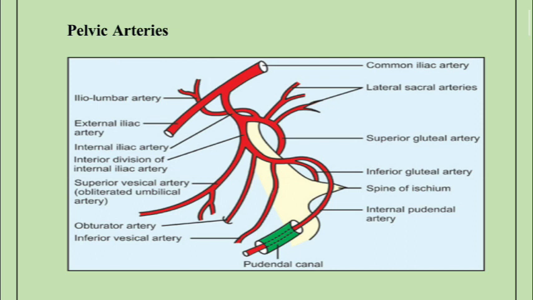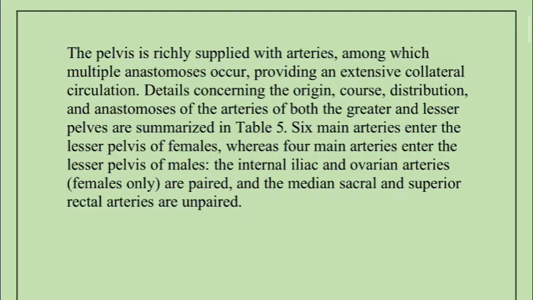So the pelvis is richly supplied with arteries. Among these arteries, you have multiple anastomoses occurring, and this gives an extensive collateral circulation. So you must not forget the origin, the course, the distribution, and the anastomosis of the arteries that you find in both the greater and lesser pelvis. So I'm going to explain all that.